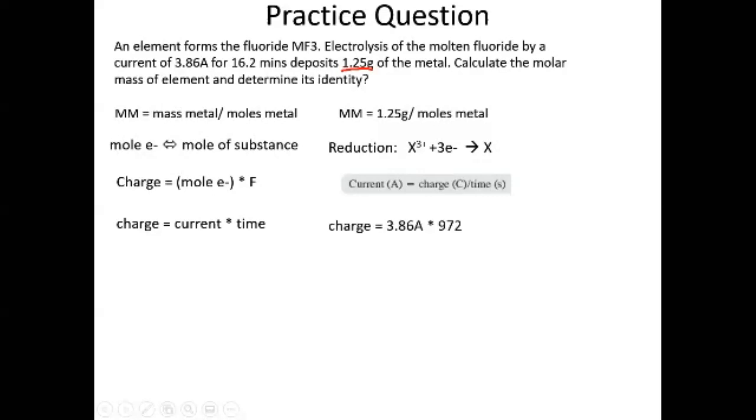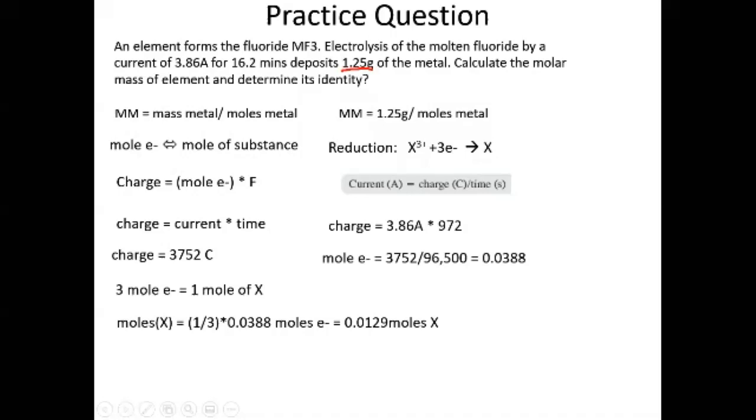So I converted 16.2 minutes into seconds, multiplied that by the current, and we get a charge of 3,752 coulombs. We divide it by Faraday's constant, and we get the moles of electrons. 3 moles of electrons equals 1 mole of metal. So we get the moles of metal. Now we can get the molar mass of the metal. And you see which element on the periodic table has a molar mass similar to this, and you look it up, it's molybdenum. So our unknown metal in this case is molybdenum. And that's how you use electrolysis to determine the identity of your unknown metal.